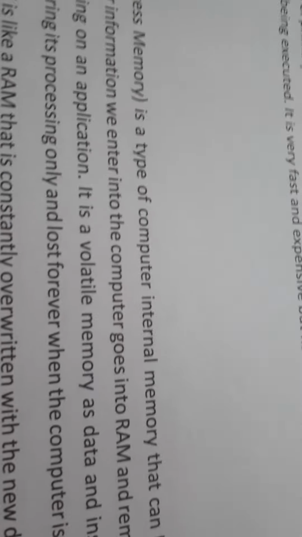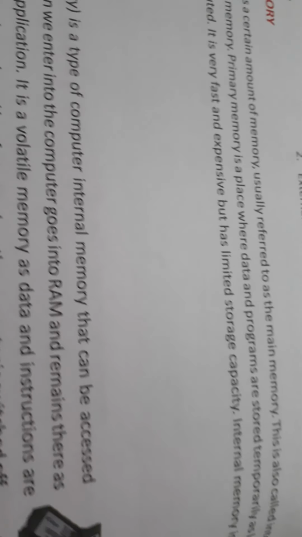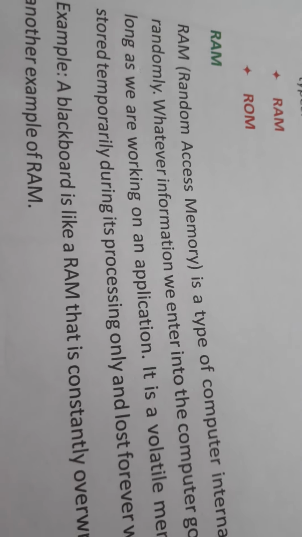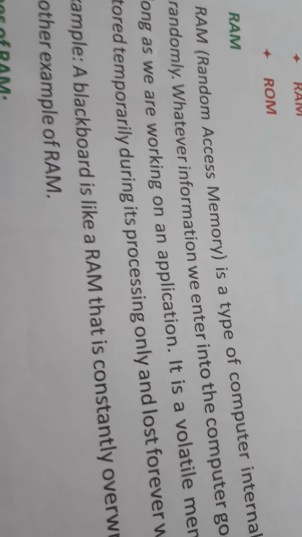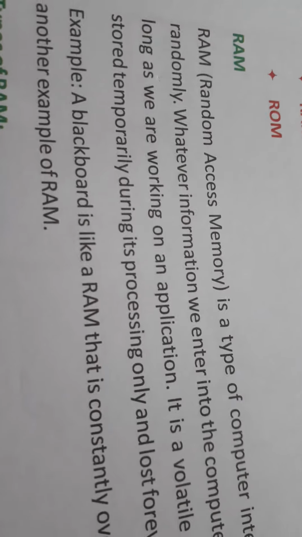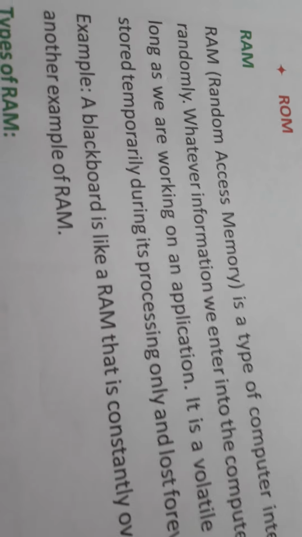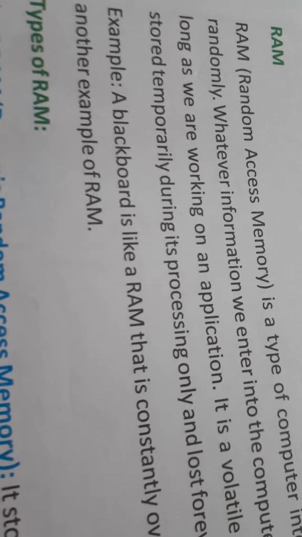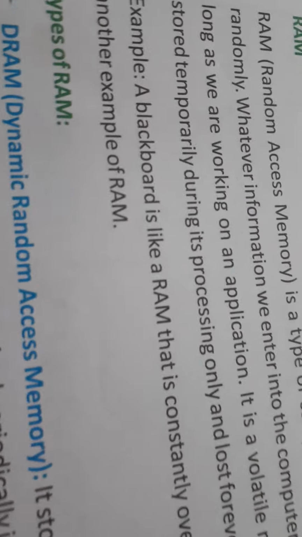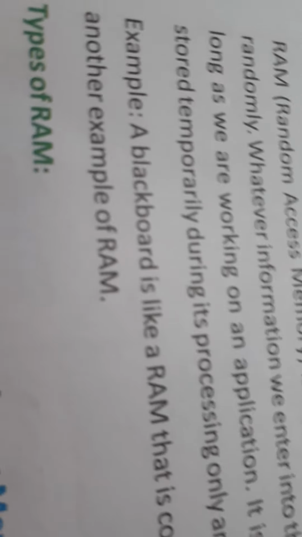It is a type of computer internal memory that can be accessed randomly. It means we can access a part of memory randomly, which is known as RAM. So RAM is very fast memory and it does not follow sequential access. Here we can access the data randomly, which can be made clear using an example.